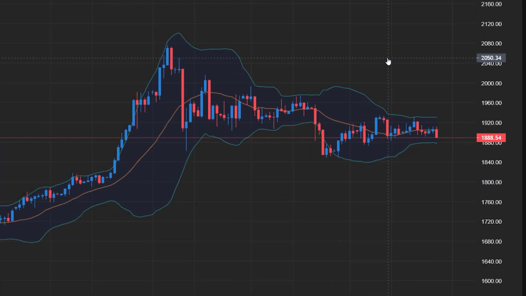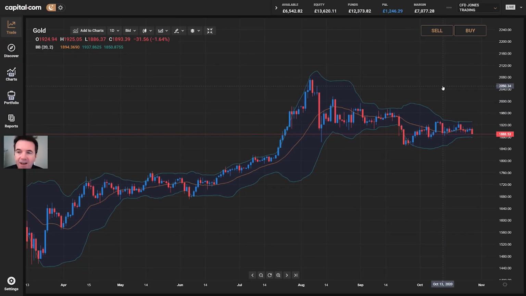The only question is we don't know which way the move's going to go. The Bollinger Bands are not saying it's going to move up or down, but it is a suggestion that perhaps we're going to see an explosion in volatility after a period of relatively low volatility. So it makes it an interesting market, I think, to watch after what's been a fairly quiet time in gold.